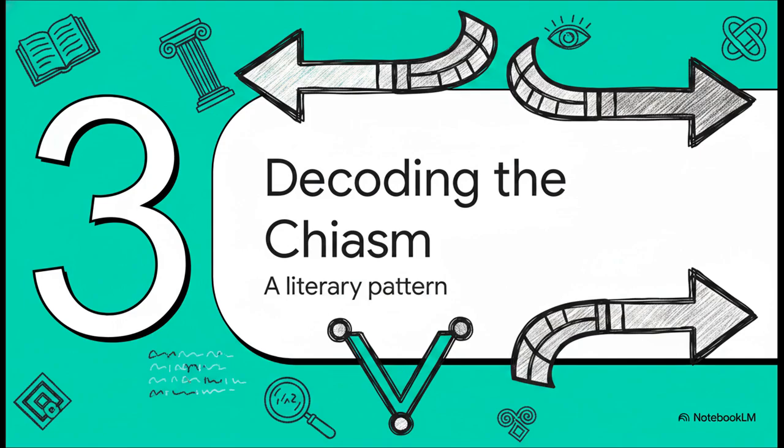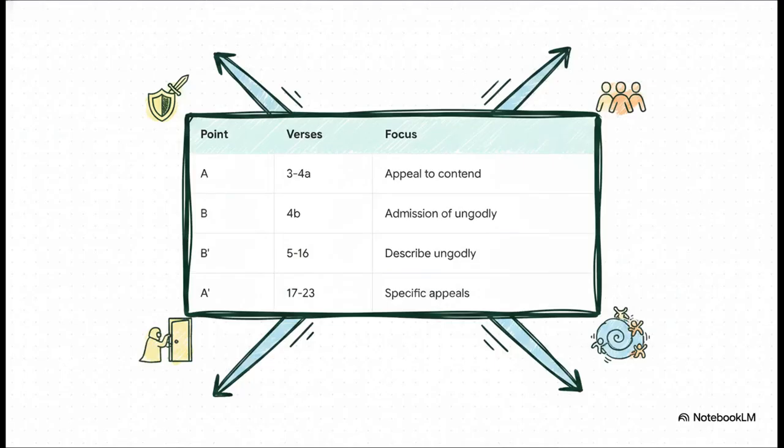Section 3. Decoding the chiasm. Let's move straight into the body of the text and see how this builds into a truly fascinating ancient literary pattern known as a chiasm. So the crucial takeaway here is this X-shaped A, B, B prime, A prime architecture. Look at how Jude structures his argument. In Section A, he starts with a general appeal for the readers to contend for the faith. Then, in Section B, he gives the reason why, the secret admission of ungodly people.